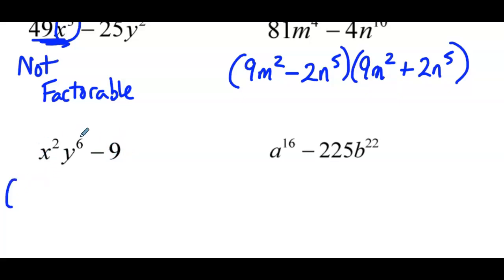Okay, so the square root of the first term is going to be xy cubed, and then minus the square root of 9, which is 3. And then we're going to multiply that by the conjugate, which is xy cubed plus 3.